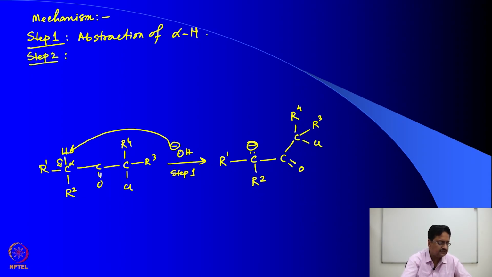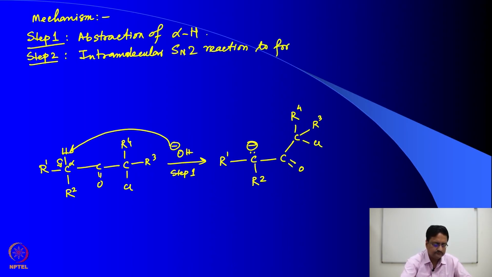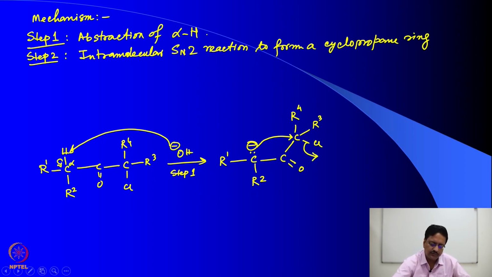Step 2 is an intramolecular SN2 reaction to form a cyclopropane ring. This charge attacks the chlorine carbon and chlorine is removed. So, what we get in step 2 is this cyclopropane derivative.